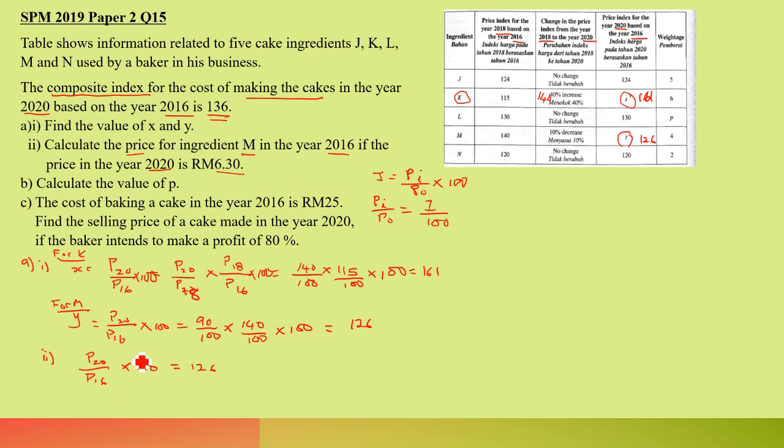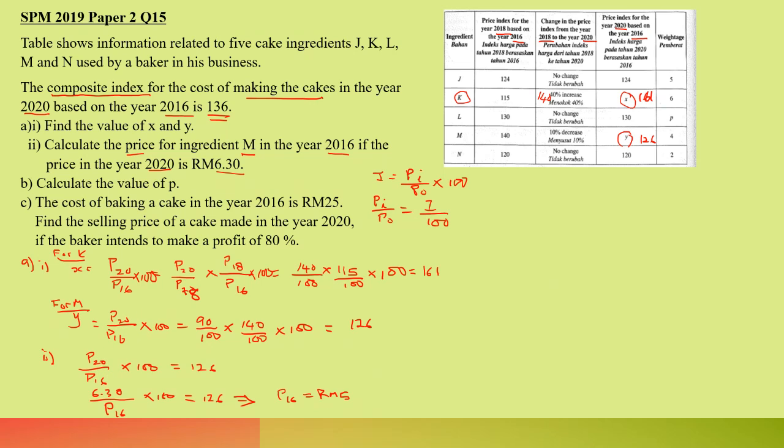Okay, so we want to know what the price is in 2016. So you have 6.30 divided by the price, times 100, equals 126. So interchange the order and then multiply. So what you will get is that the price in 2016 is 5 ringgit. Okay, so that's your answer for part 2. So you must know which year is based on which year. Very important. They might give you more than 2 years.